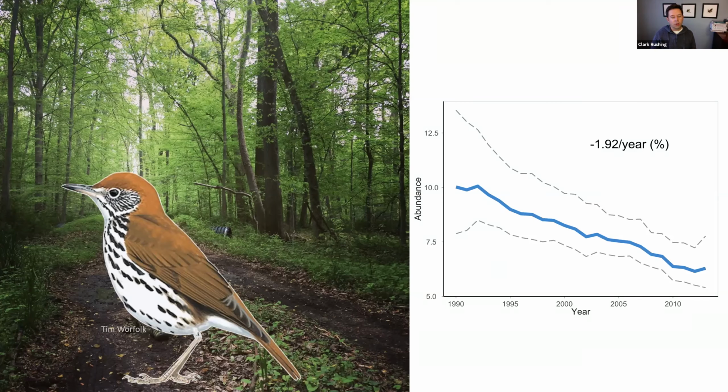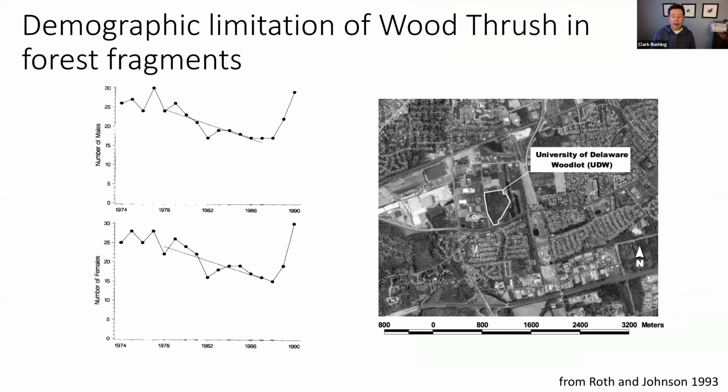Some of the early work to try to really understand demographically what's limiting wood thrush was done by Roland Roth and his students and colleagues going back to the 70s. They monitored breeding wood thrush on this 15-hectare forest fragment near the campus of University of Delaware. The graphs here show change in the number of wood thrush on this plot from 1974 to 1990, males on the top graph, females on the bottom.